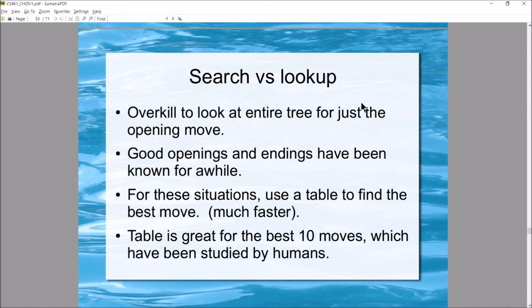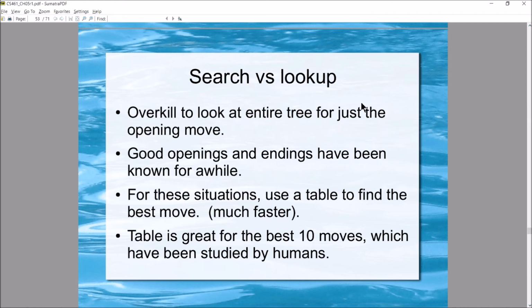So, search versus lookup. For the opening move, for playing chess or checkers, whatever game, oftentimes it's overkill to generate an entire tree just for that one move. Now in chess, this stuff's been studied to death. People who study these things have identified what all the good opening moves are, and they've also identified what all of the best endings, say the last 3 moves, are. There's only so many combinations of opening moves and ending moves that you can take. Some are demonstrably better than others.